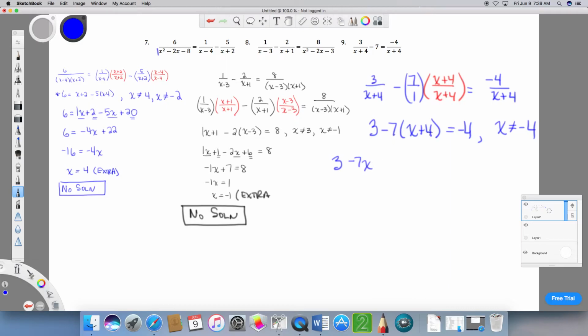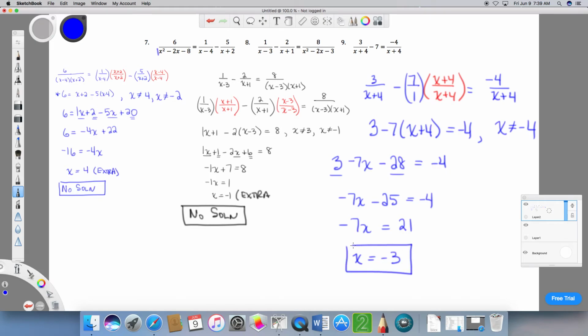The multiplication distributes over addition here. And we have like terms here to combine. And if I add 25 to each side, 25 minus 4 is 21. If I divide both sides by negative 7, I get that negative 3 is my solution. So that does not cause division by 0. So if I haven't made a silly mistake here, this x equals negative 3 should check.